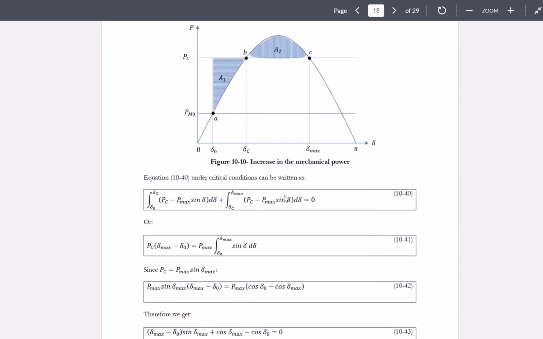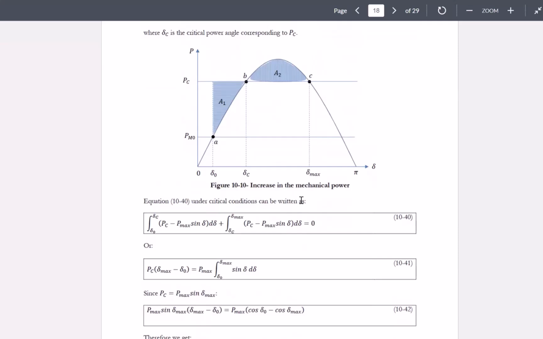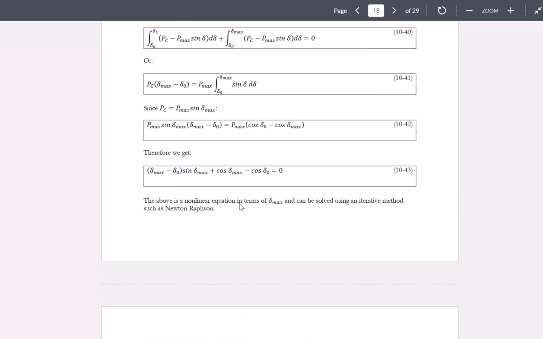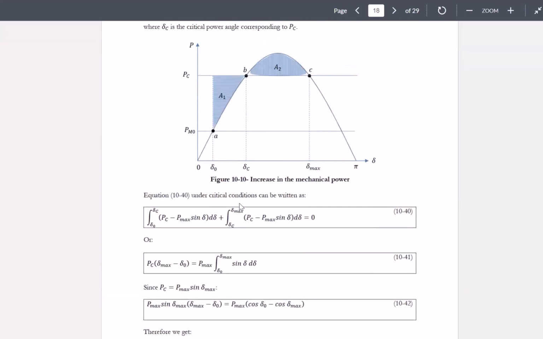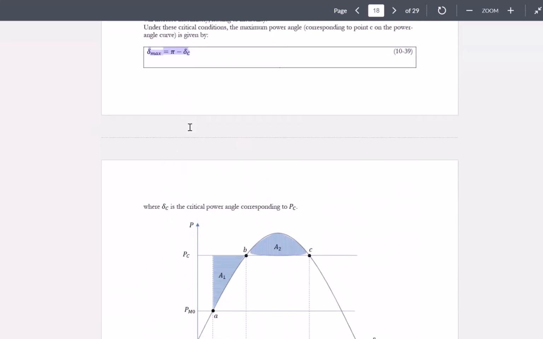And we came up with the solution by finding that delta C, the associated critical delta or critical power angle, and delta max would be pi minus delta C. So we would find that delta max through an iterative solution like this, which would be found from the previous delta max. And then once you find delta max, you can find your delta C also through the relationship between delta max and delta C. And here is the relationship between delta max and delta C.